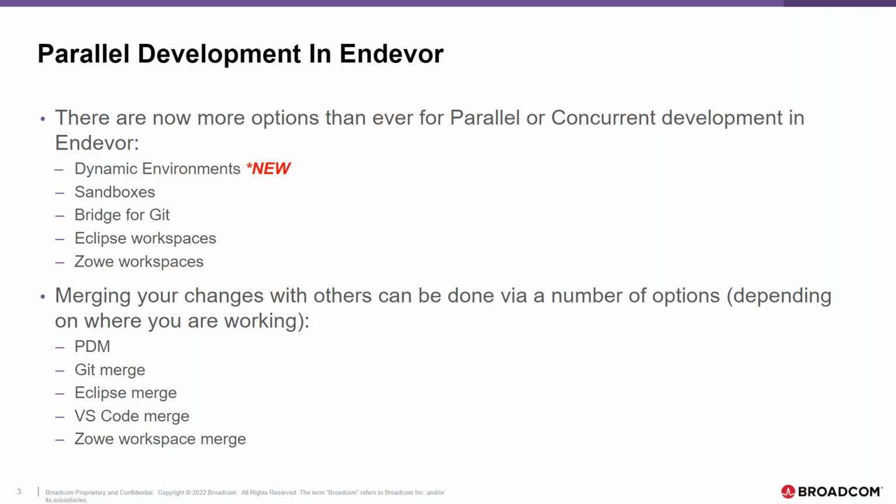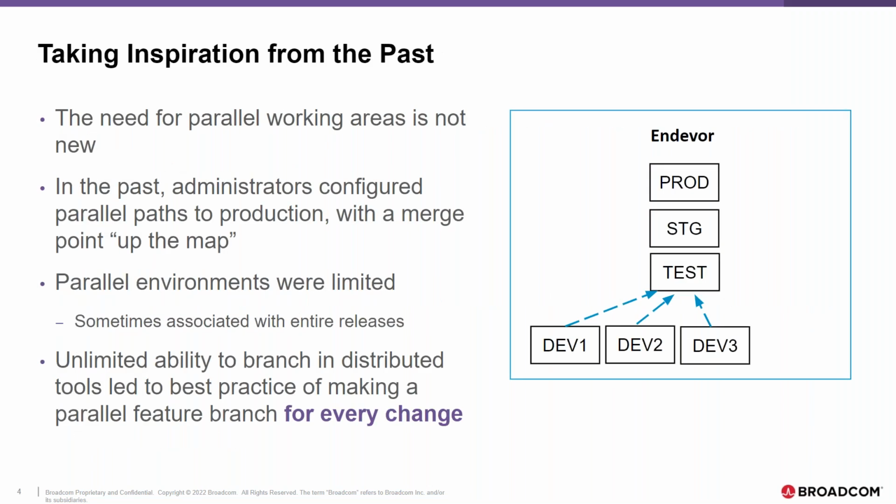So let me talk a little bit about why we went with dynamic environments as our branching solution. Ultimately, what we did is we looked at how people do parallel development today in Endevor without dynamic environments, and tried to think, can we expand on that? So today, most people doing parallel development in Endevor have one or two or three or four or even more parallel development environments, and they will converge up the map. So there'll be a merge point up the map, something like you see on the right here, Dev 1, Dev 2, Dev 3, merging up to test, staging, and prod.